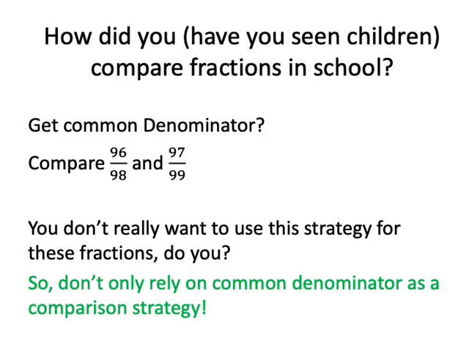Another possibility is getting a common denominator. Consider getting a common denominator when you compare 96/98 and 97/99. I don't really want to use this strategy for these fractions. I would advise not relying solely on the common denominator strategy as your comparison strategy.